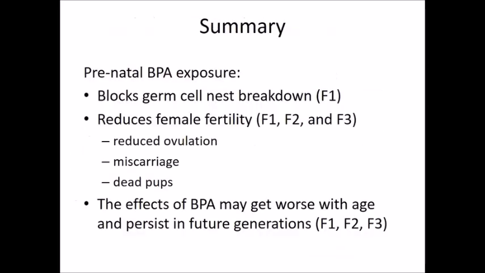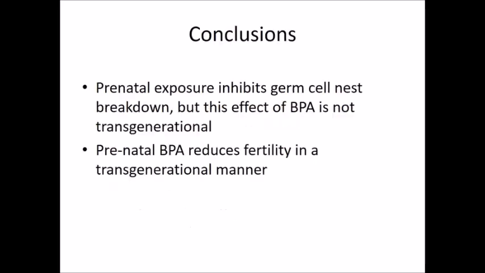So to summarize, I've shown you that prenatal BPA exposure blocks germ cell nest breakdown in the F1 generation, and that it reduces female fertility in the F1, F2, and F3 generations. And these fertility problems are due to reduced ovulation, miscarriages, either in early or late gestation, and dead pups. And I've also shown you that these effects of BPA may get worse with age and persist in future generations. So in conclusion, prenatal exposure inhibits germ cell nest breakdown, but this effect of BPA is not transgenerational. And prenatal BPA exposure reduces fertility in a transgenerational manner.